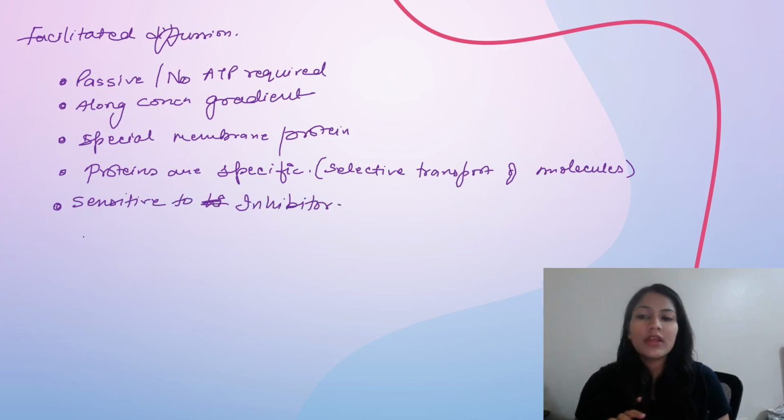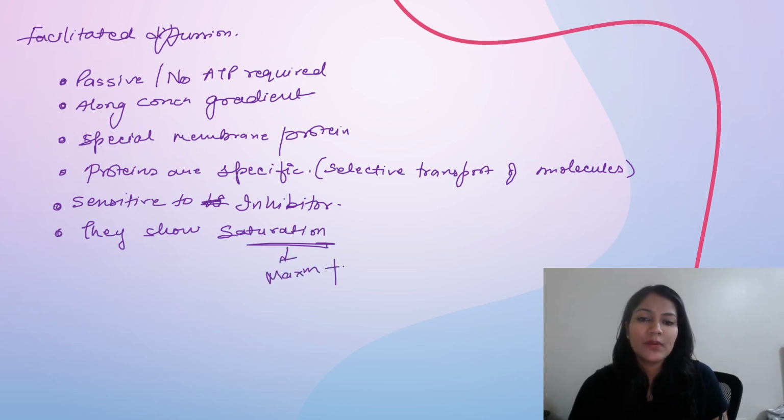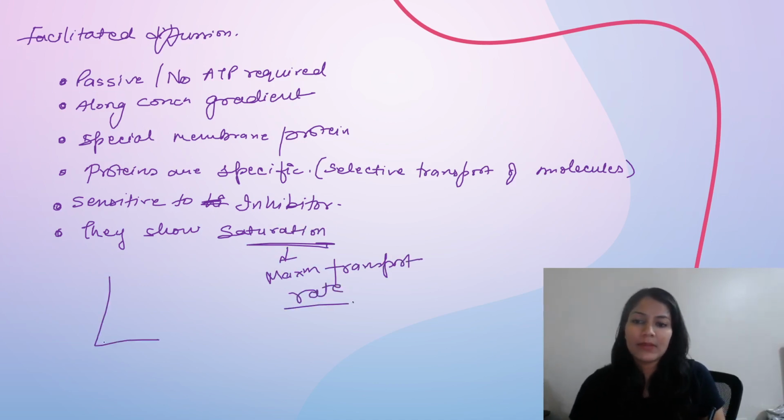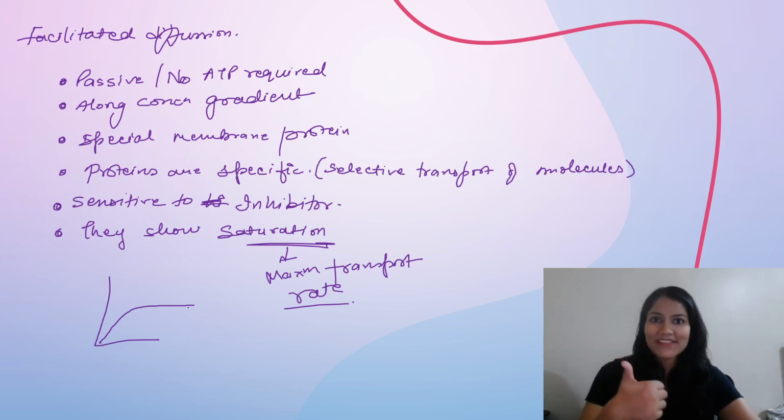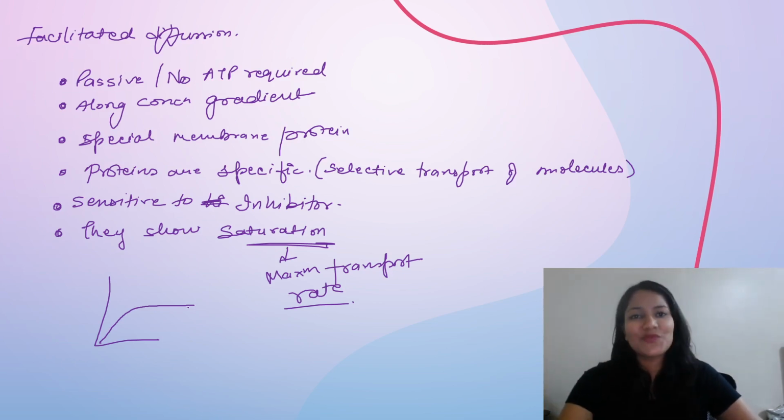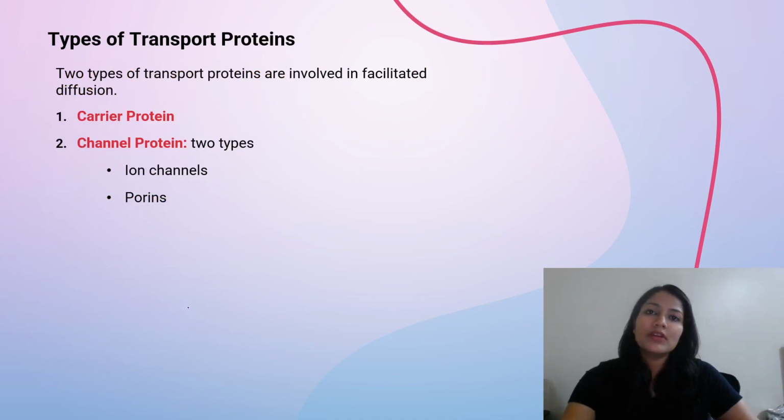और लास्ट पॉइंट हमारे पास आ गया सैचुरेशन, दे शो सैचुरेशन, ठीक है। तो ये लोग सैचुरेशन शो करेंगे, विच मीन्स मैक्सिमम ट्रांसपोर्ट पे पहुंच जाएगा, मैक्सिमम ट्रांसपोर्ट रेट, ठीक है। तो इस तरीके से पहले हमारे पास ट्रांसपोर्ट रेट बढ़ता जा रहा था, एक टाइम के बाद मैक्सिमम पे आके रुक जाएगा। ओके, ऑल द पॉइंट्स आर क्लियर, लेट्स मूव फॉरवर्ड. Now talking about the types of protein.